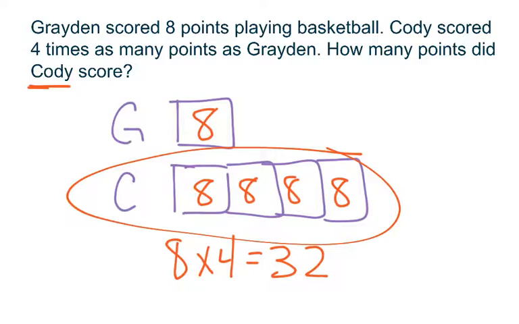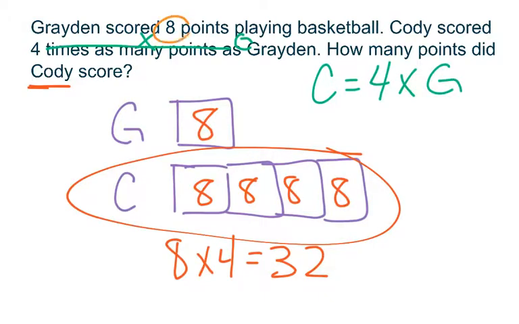Now for this problem, I can also go back into my problem and cross some things out, and that would help me create an equation. So Cody scored 4 times as many points as Graydon. I can cross out my "times as many as" and put a multiplication sign there, and I can put my G there for Graydon. So Cody is equal to 4 times Graydon. Now I know that Graydon scored 8 points. It tells me in my problem first thing. So I'm going to go ahead and replace my G with 8.